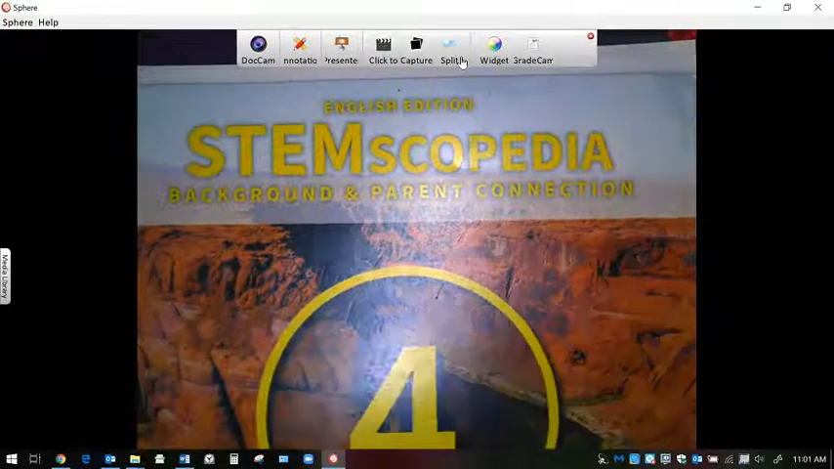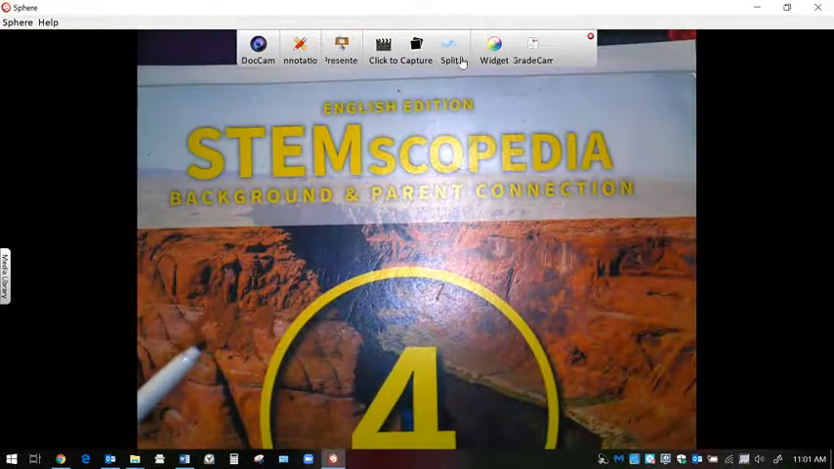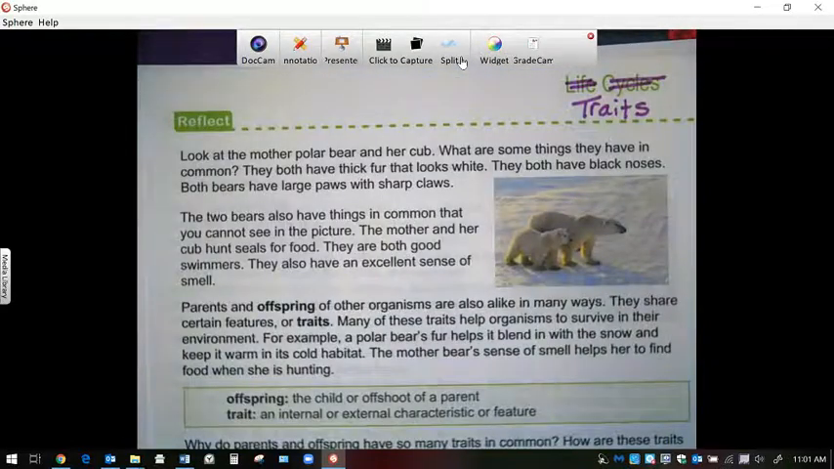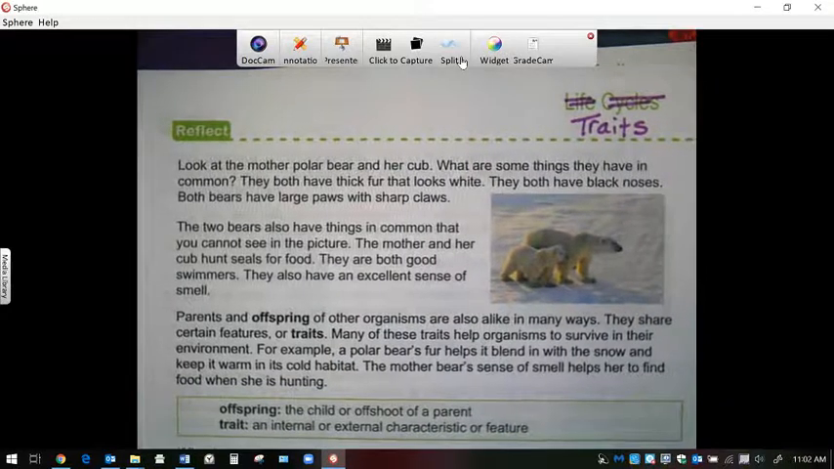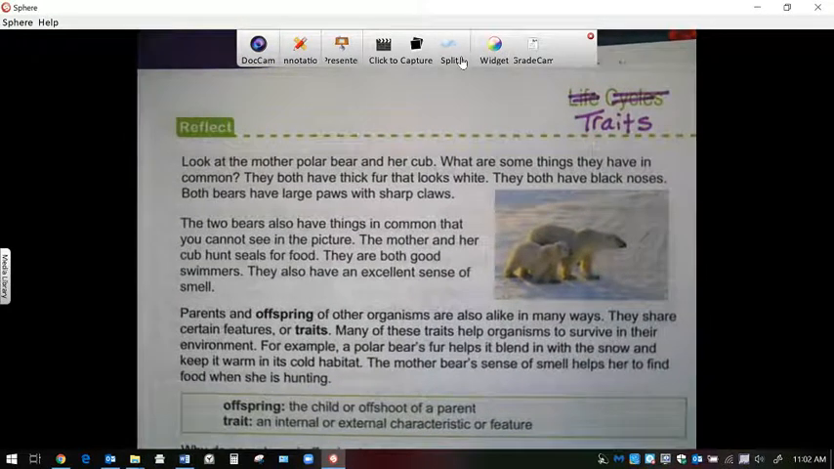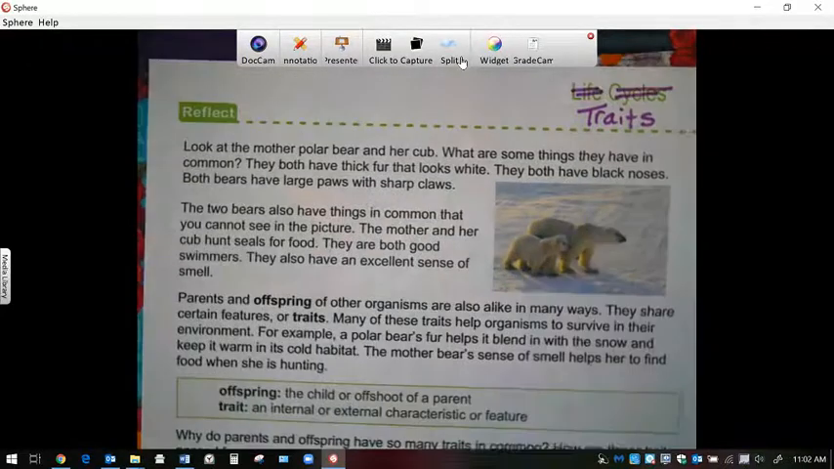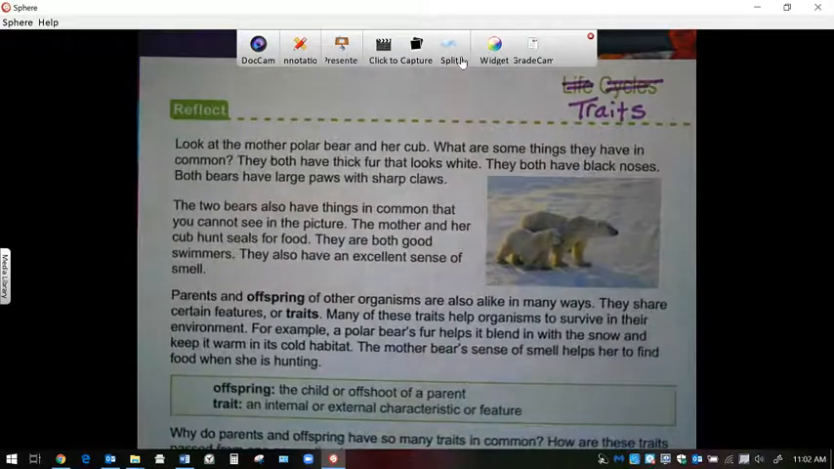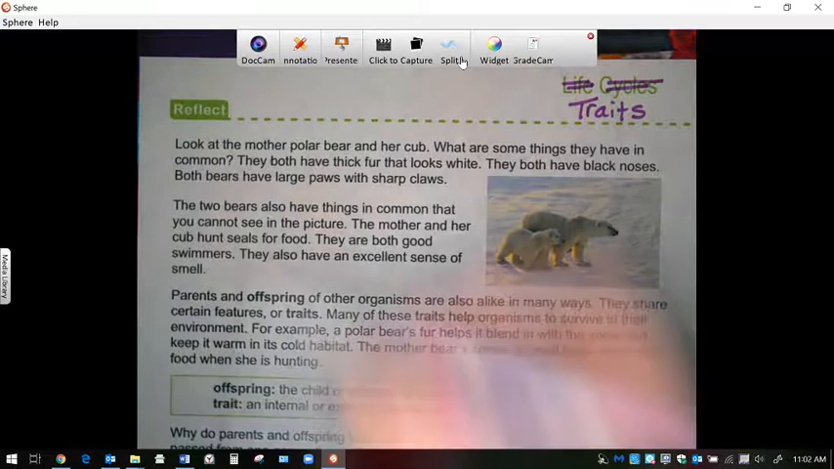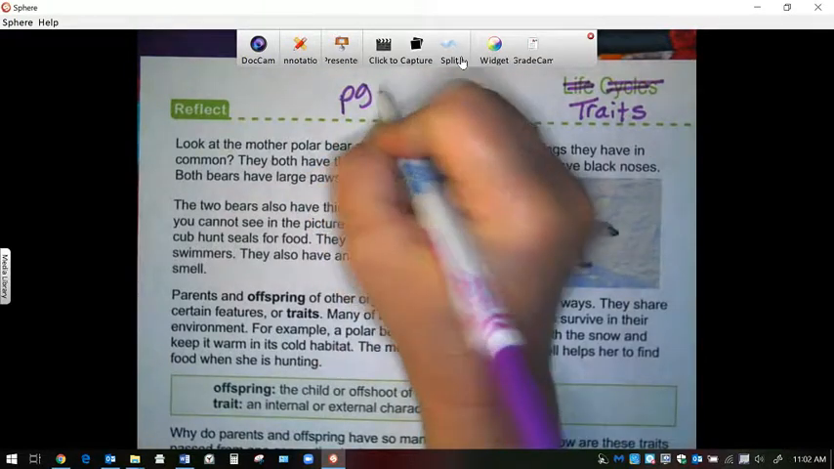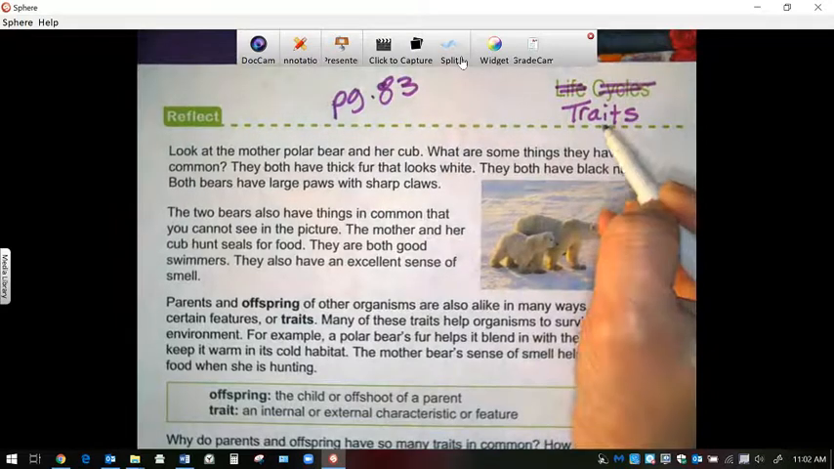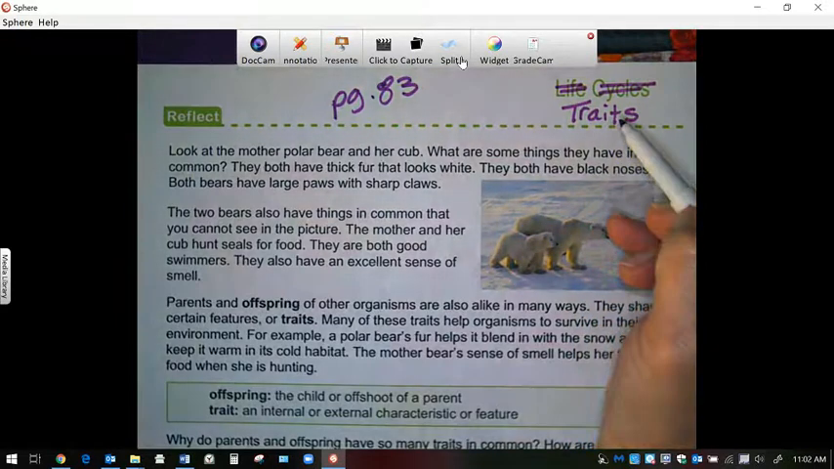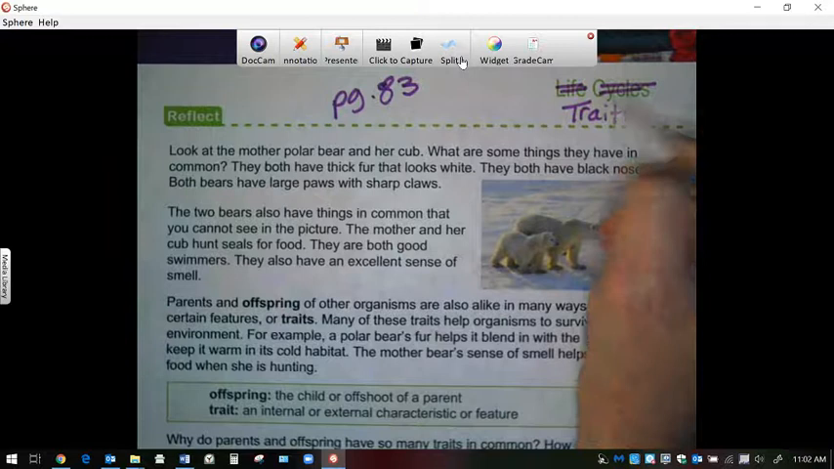This week's lesson in science is from your Stemscopedia workbook, and it is on traits. My page might be formatted a little bit differently because I am using the pages from the website, but in your workbook it starts on page 83. And it says traits. I don't know why the first page says life cycles.